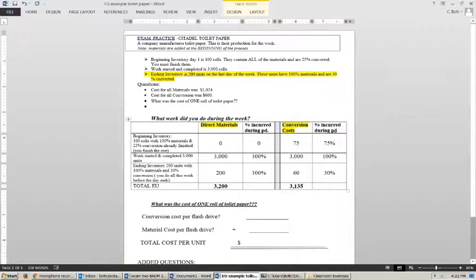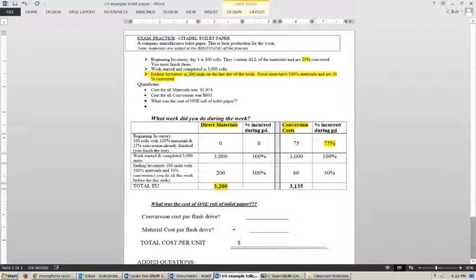What the answers say is that I did the equivalent during the week of 3,200 equivalent units of materials. I didn't have to put any in that first 100 rolls, but I put all of the materials in my work started and completed. I put all of the materials in the ending inventory. When it comes to conversion costs, I had to finish up the 25% that had already been converted, so that means that I added another 75%.